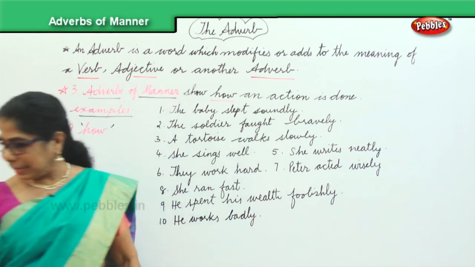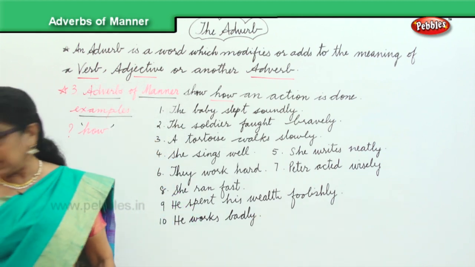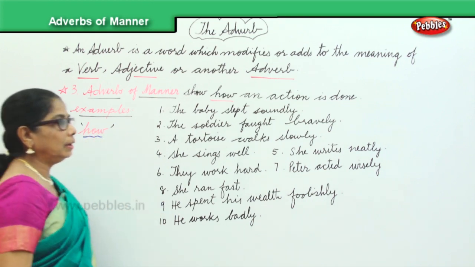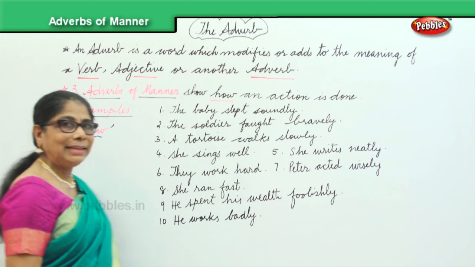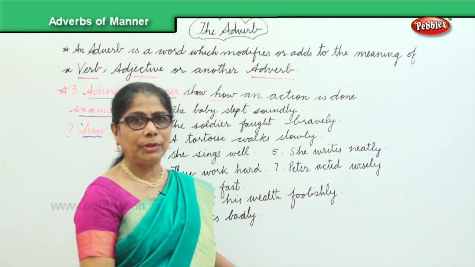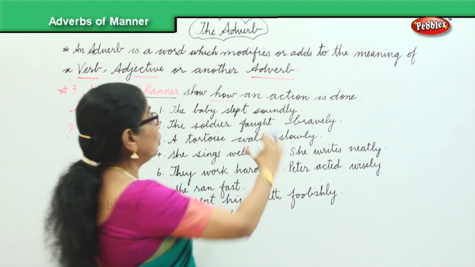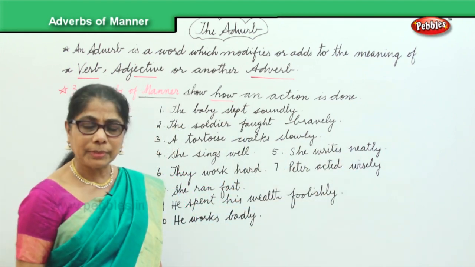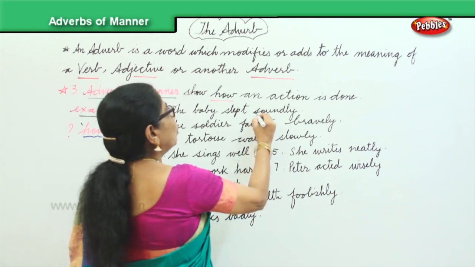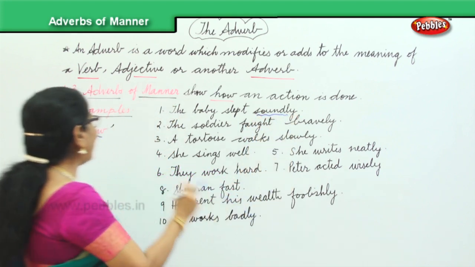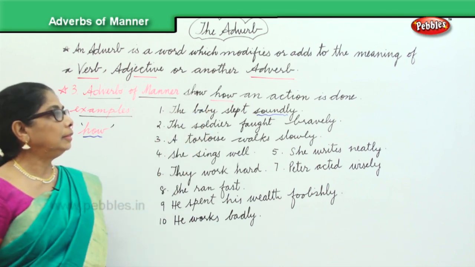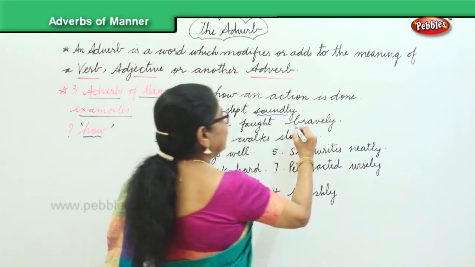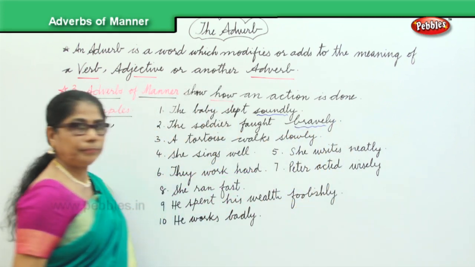Now let's look at all the sentences we have here. Remember to ask the question how to each of the adverbs that you detect in the sentence. You must ask the question how. How was an action done? The baby slept. How did the baby sleep? Soundly. The soldier fought. How did he fight? He fought bravely.